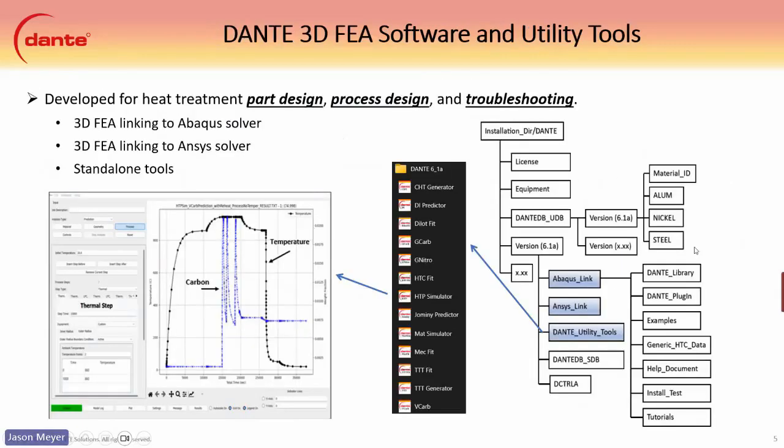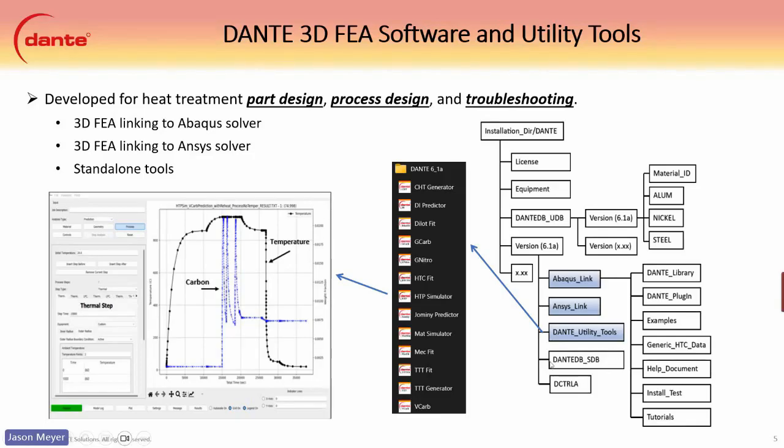When you get DANTE, you get this package here in the DANTE directory, and this includes your licensing and equipment, the user database, which I'll talk about in a minute, and then whatever version we're actually running here. Now, the full FEA package works with Abaqus and Ansys, and this is included in these folders here. Each one of these, whether you use Abaqus or Ansys, includes examples, generic HTC data, an install test to make sure everything's running right, and various tutorials to make sure you can build heat treat models effectively.